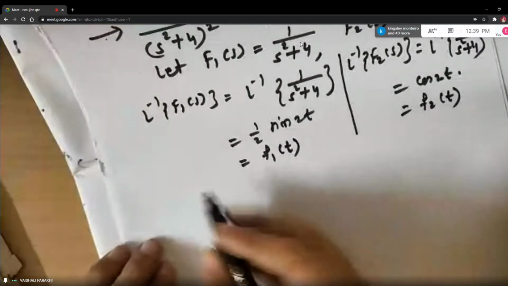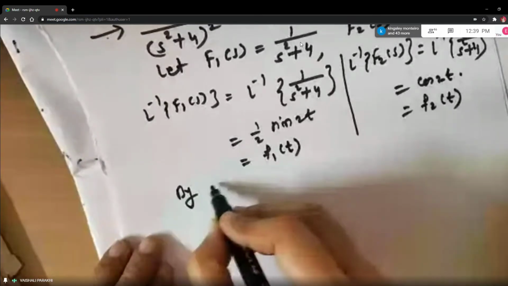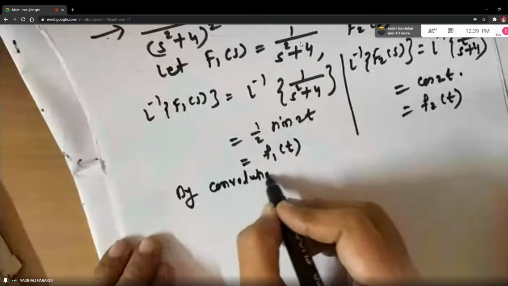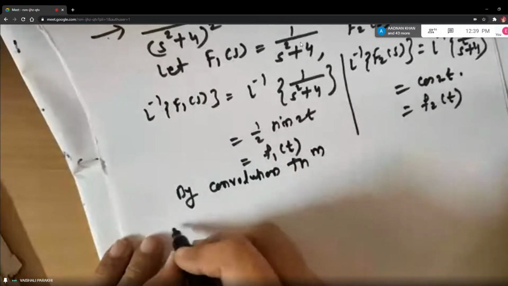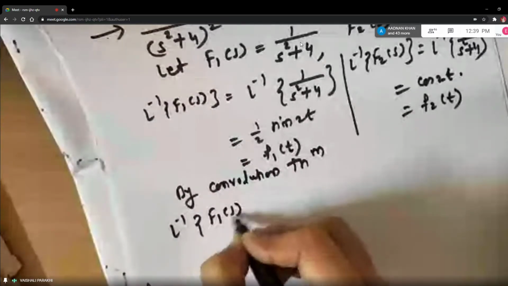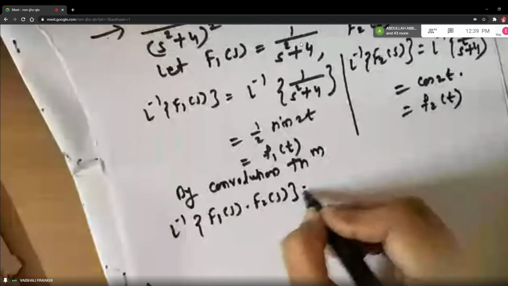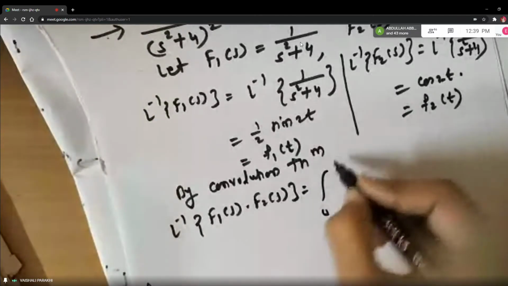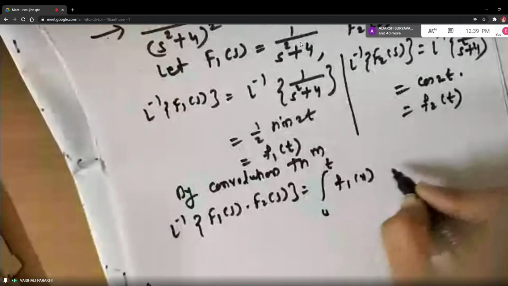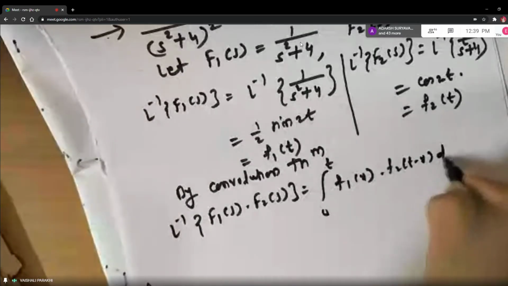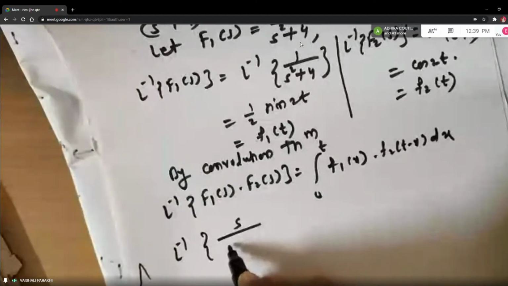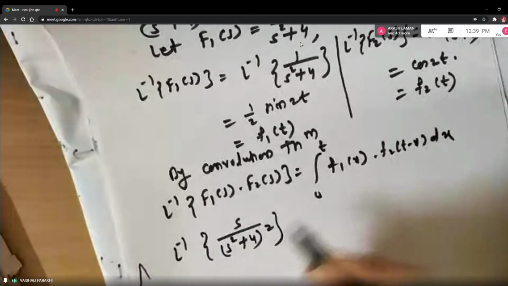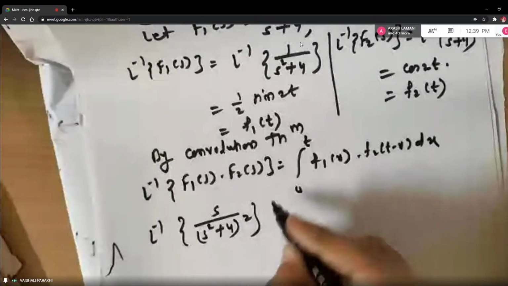Right? And now we are going to the formula. So what are we writing? By convolution theorem, L inverse of f1 of s into f2 of s is equal to integral from 0 to t f1 of x into f2 of t minus x dx. Right? So this is L inverse of our question, s upon s square plus 4 the whole square, which we have split already. So no need to show the splitting here.